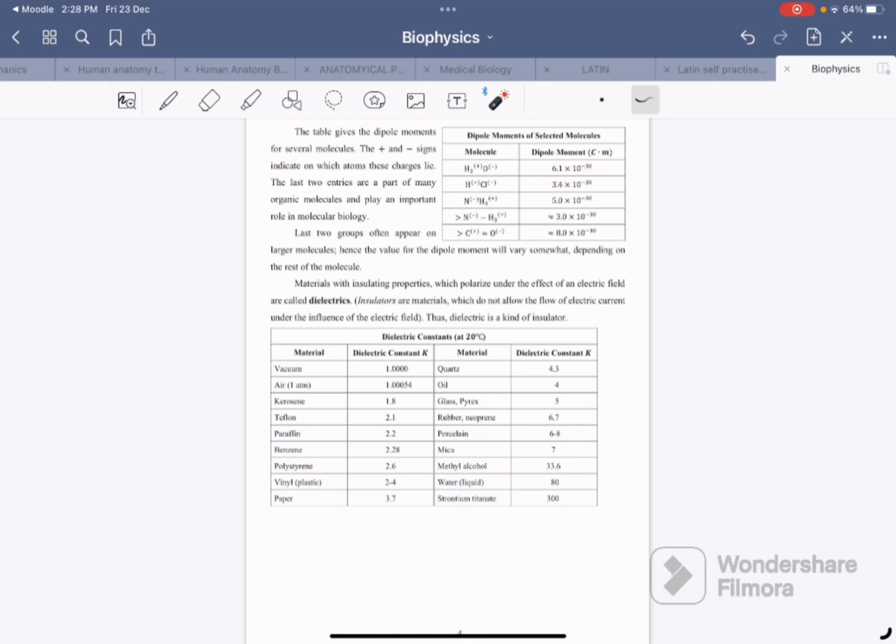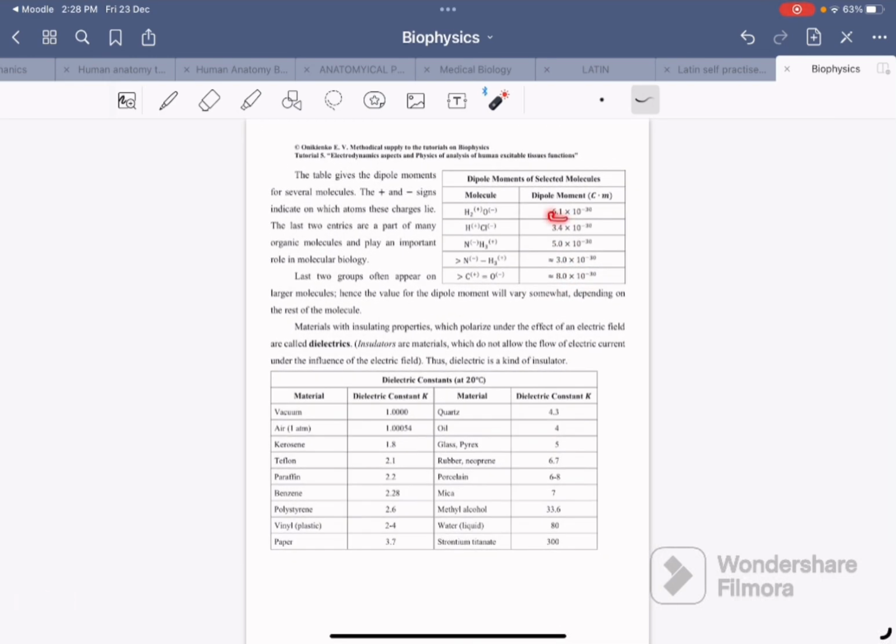Here, the dipole moment is 6.1 into 10 to the power minus 30, for hydrogen chloride the dipole moment is around 3.4 into 10 to the power minus 30, and for ammonia it is 5.0 into 10 to the power minus 30. With the magnitudes 6.1, 3.4, 5.0, and 3.0, one thing you can easily detect is that the principal value of one is the highest, but when it is multiplied by 10 to the power minus 30, it will be the smallest compared to the others.